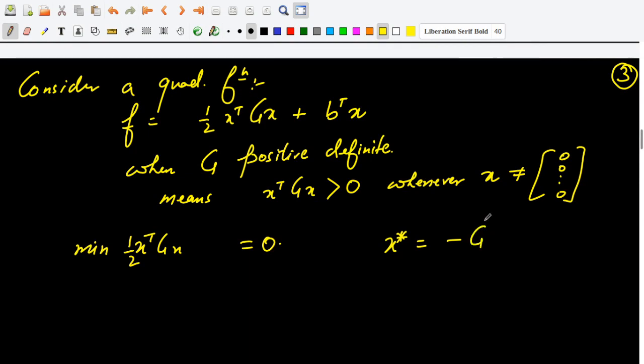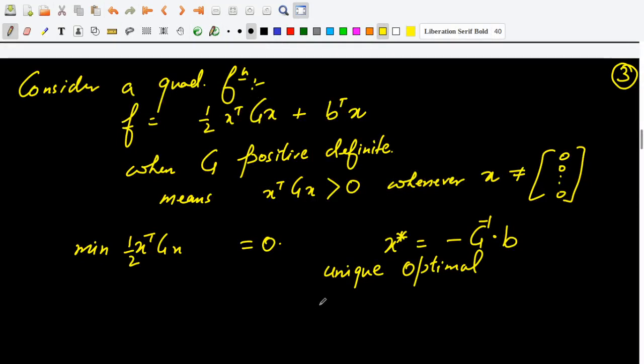G inverse times b. And it's easy to see that it's going to be a unique optimal solution to this problem. So this problem is very easy to find the answer. You just have to invert G and multiply it with b. You can also solve the system of equations Gx star equal to minus b to get the value of x star.